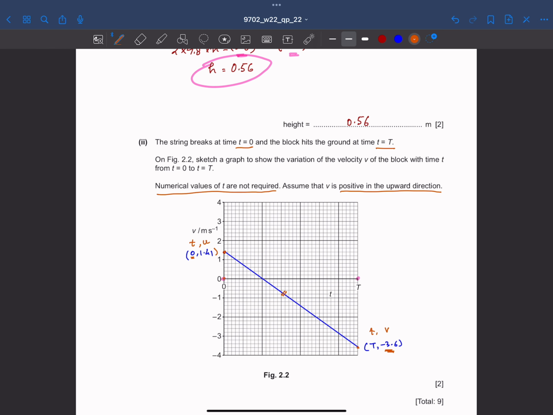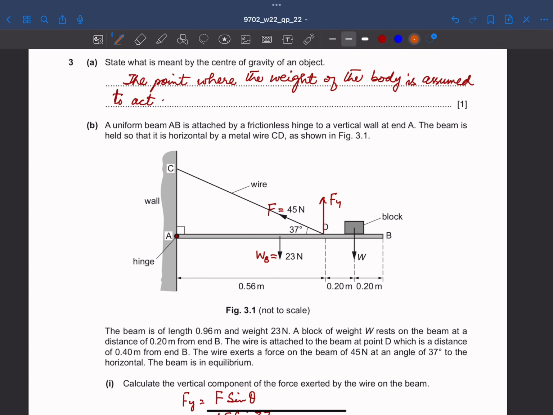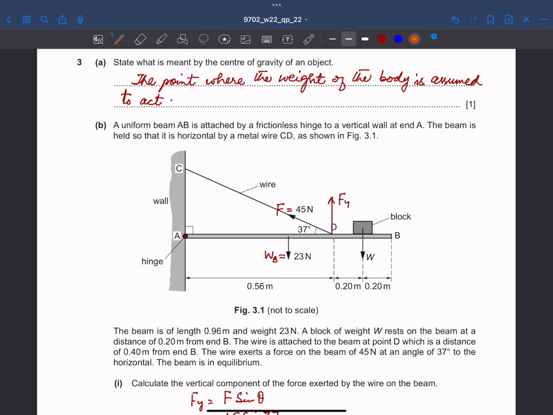And of course this is the second question. Now you are moving to the third question, and I think this question belongs to the topic moments. So question 3 in part A: state what is meant by the center of gravity of an object.